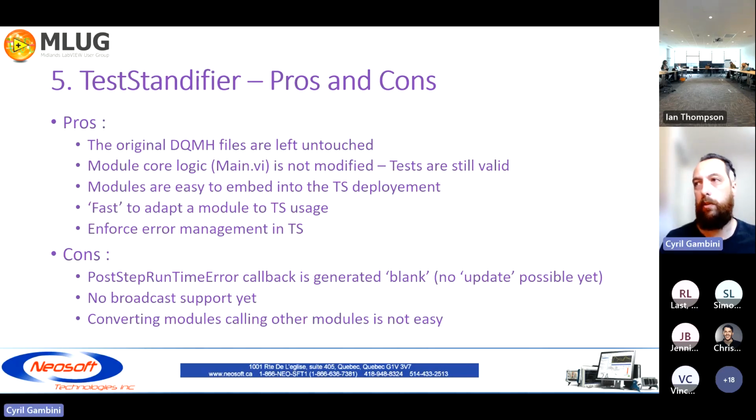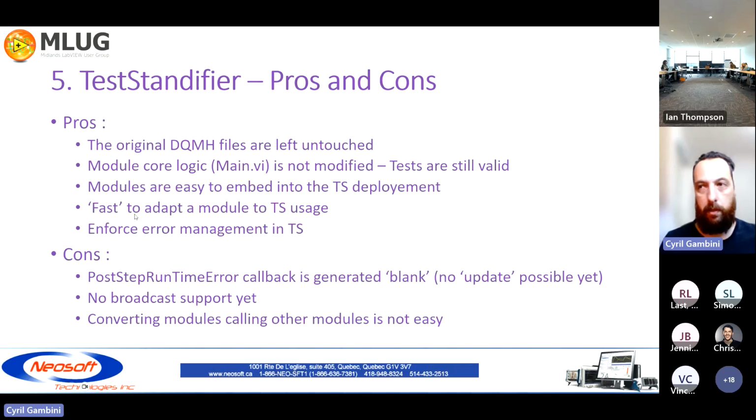So we did not modify the main VI at all. Every modification is made in the requests, and we are modifying the way the requests are handled, but not the main VI. So all the tests that you've made, unit tests or functional tests, on your DQMH module are still valid. The TestStandifier did not modify it.